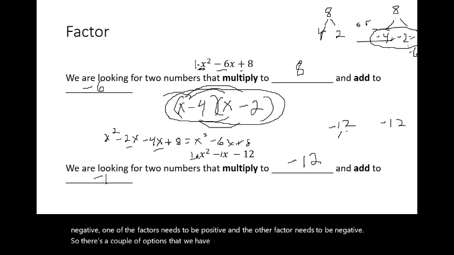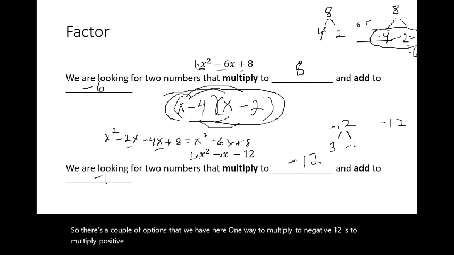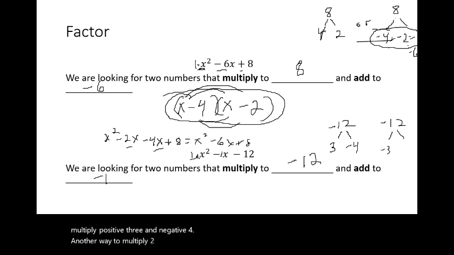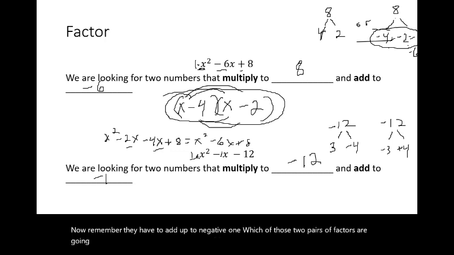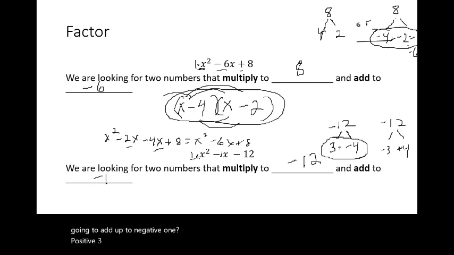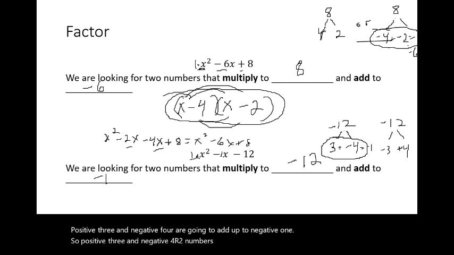So there's a couple of options that we have here. One way to multiply to -12 is to multiply +3 and -4. Another way to multiply to a -12 is a -3 and a +4. Now remember, they have to add up to -1. So which of those two pairs of factors are going to add up to -1? +3 and -4 are going to add up to -1. So +3 and -4 are two numbers that multiply to -12 and add up to -1.